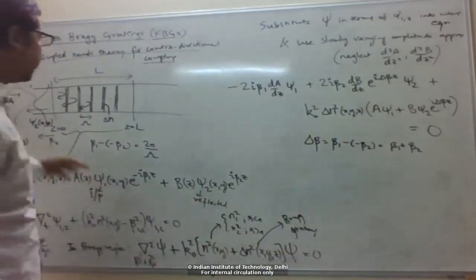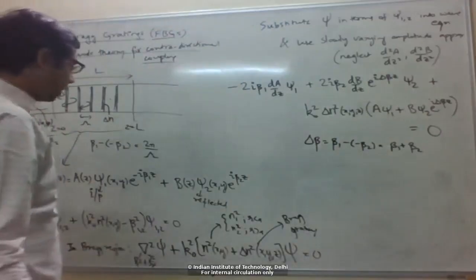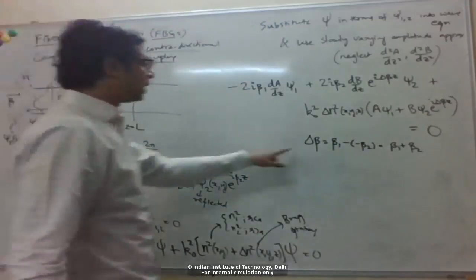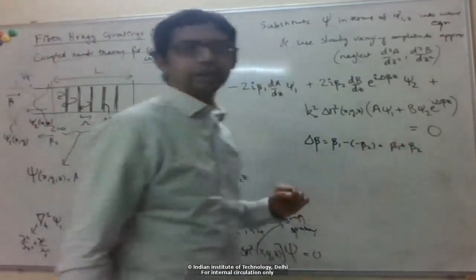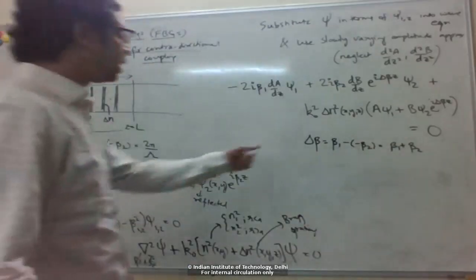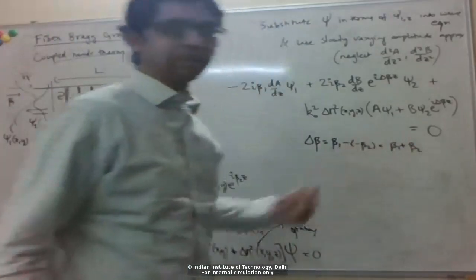Right. So recall in the directional coupler case, when we were considering coupling between both forward propagating modes, there the delta beta was the difference. So here, since we are considering waves traveling in opposite directions, the delta beta is the sum of the magnitudes of the waves.